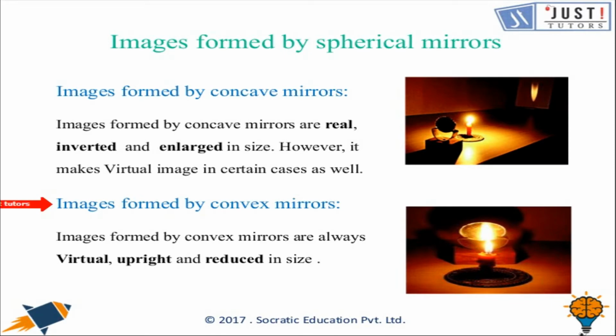Talking about the images formed by convex mirrors, it's always virtual, upright, or you can say erect, and the size is always reduced. You can see the example in the picture right here. The image formed is erect and it's smaller in size as compared to the object.